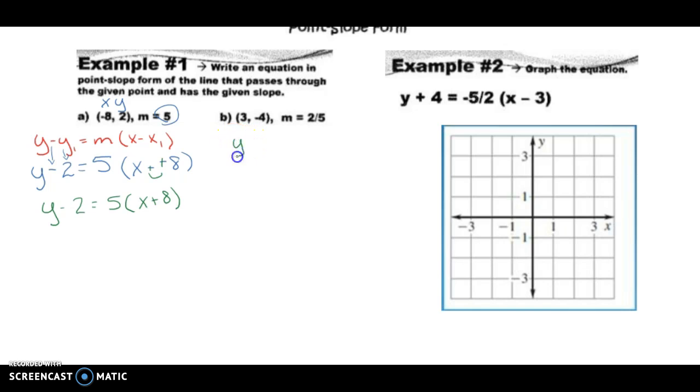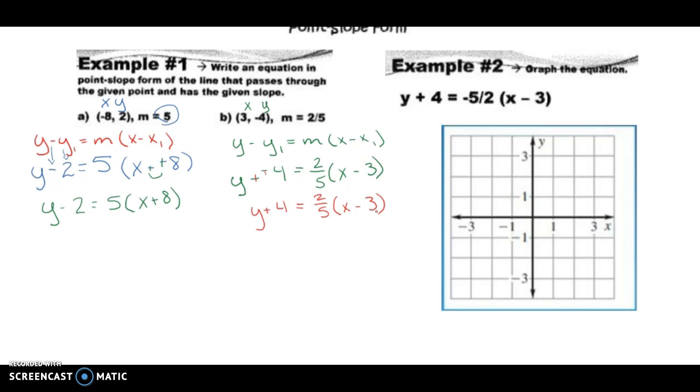And do the same thing over here. We have y minus y1 equals m, and then in parentheses x minus x1. So we're going to have y minus negative 4, because this one is my y, this one is my x, equals 2/5 x minus 3. Now we can't leave this minus a negative, so we're going to go ahead and simplify it as much as we can, which is y plus 4 equals 2/5 and then x minus 3 in parentheses.